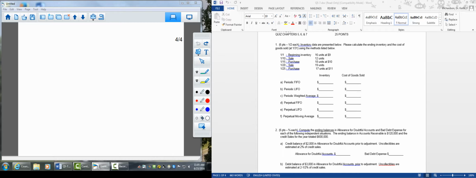Now, what's perpetual? I perpetually keep track of how much I have. Every time something comes in, I add it to inventory. If something goes out, I take it out of inventory. The journal entries we've been doing so far are perpetual, you guys, not periodic. More companies are perpetual now than periodic. Why? Because the machine does it.